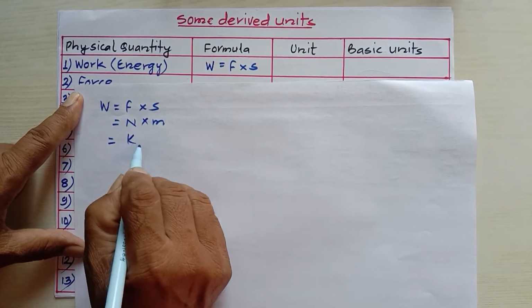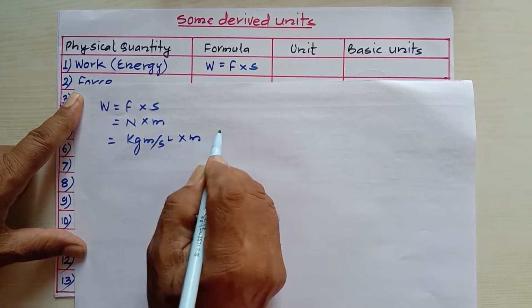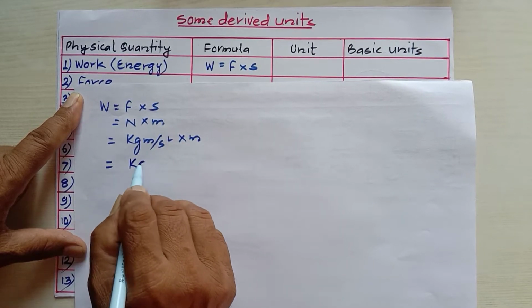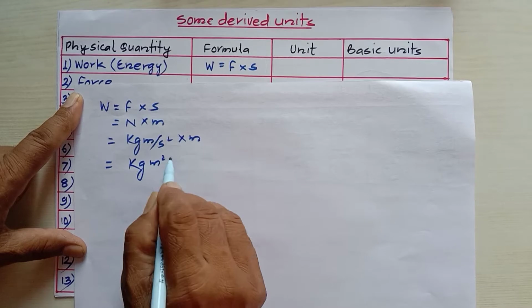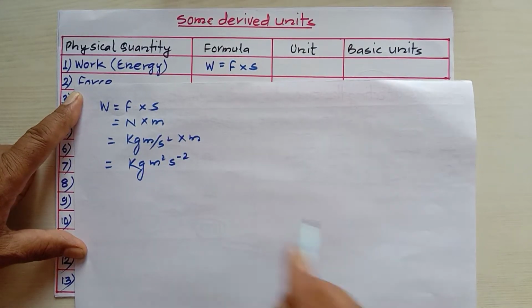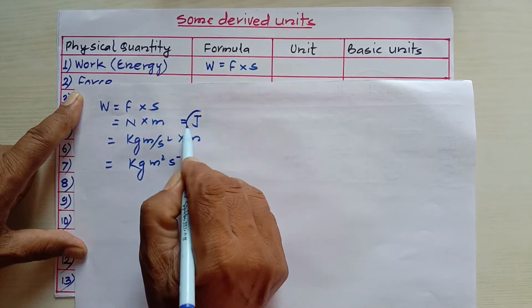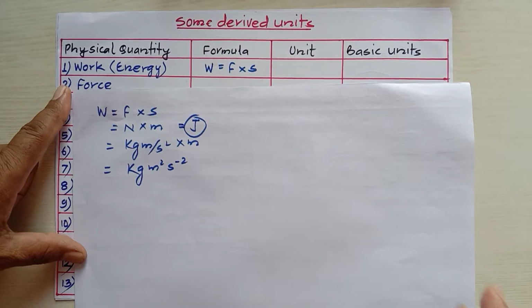Newton's expanded form is kg meter per second square into meter. Now this is equal to kg meter square, and second square when it goes up it becomes like this. This way actually Newton meter is joule. That's why it is named after the scientist Joule.